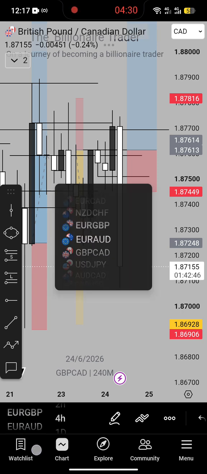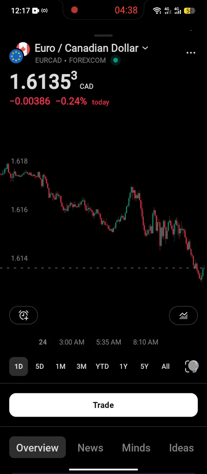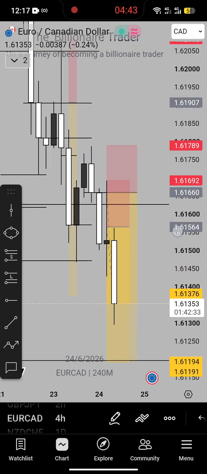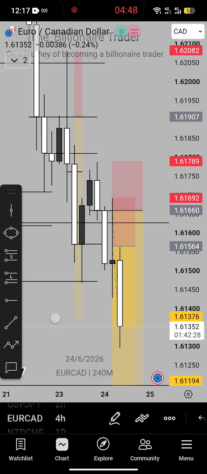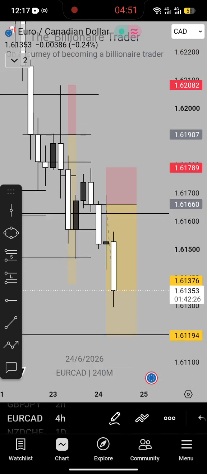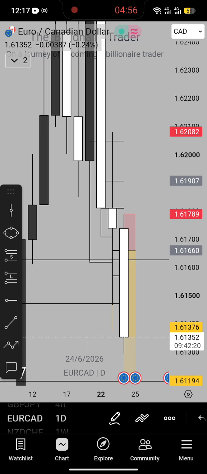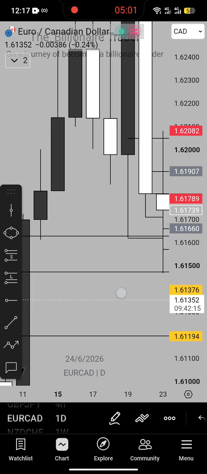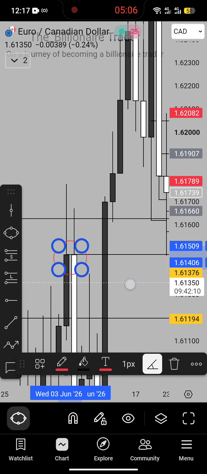So let's check the EURCAD trade. I did this analysis, and we have a breakout here. So I was expecting to sell, but when price got there, I checked the daily time frame. Price swept internal range liquidity, this low, external range liquidity and internal range liquidity, and also reacted to this key level here. So I'm like, oh wow, we should be expecting a buy.